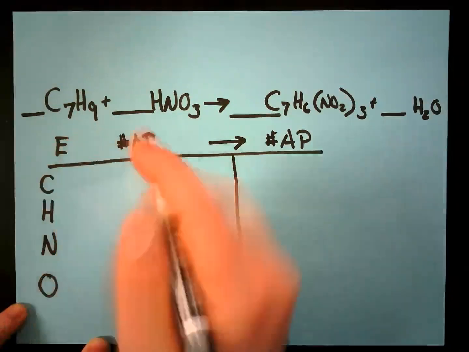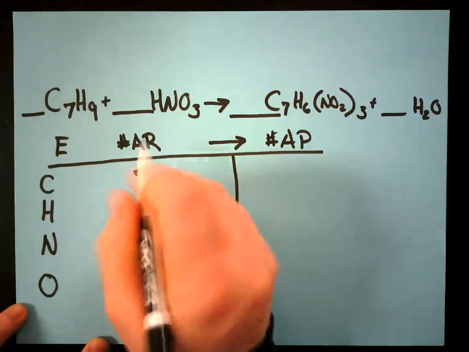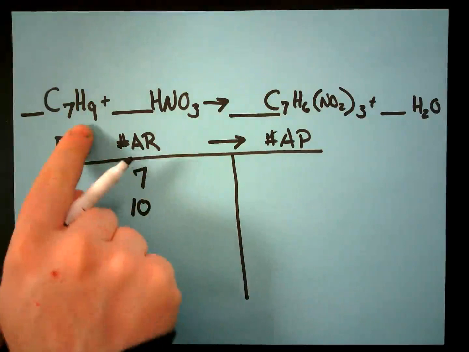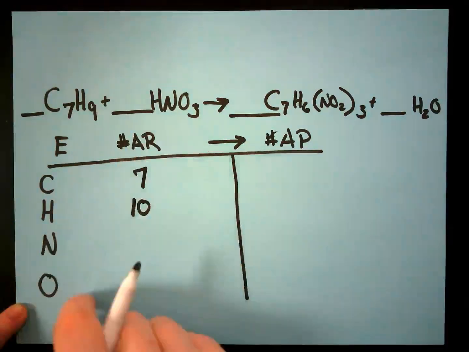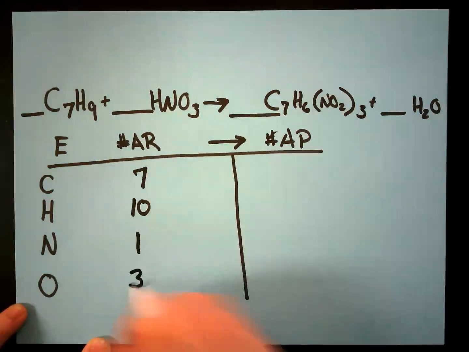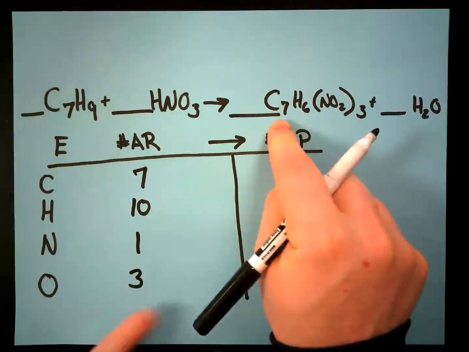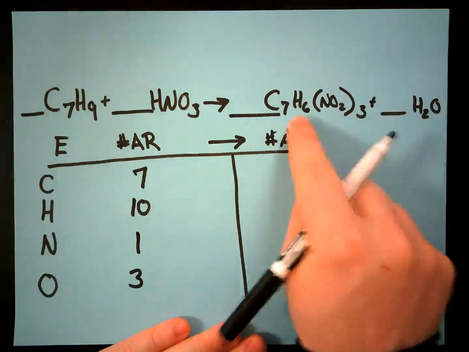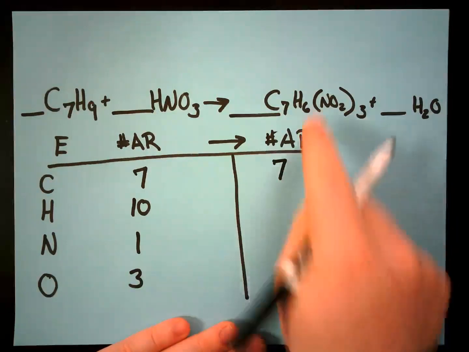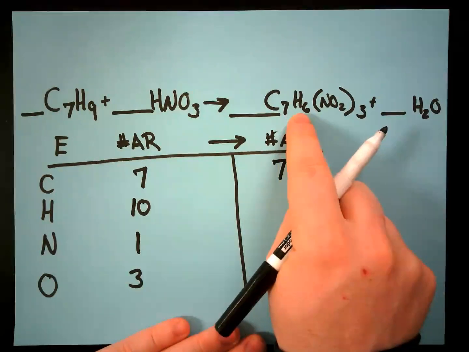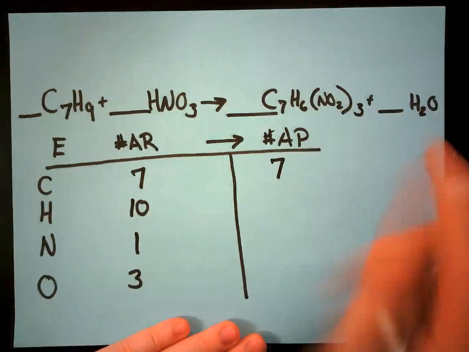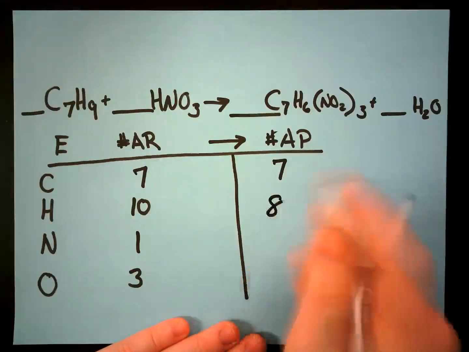On the reactant side, it looks like I've got 7 carbon, 10 hydrogen, because I've got 9 here and then 1 here. I've only got 1 nitrogen, and then it looks like I only have 3 oxygen. Then over on the product side, just to double check, yep, I still have 7 carbon. And this is where we've got to be careful: I've got 6 hydrogen here and 2 hydrogen over here, so that's going to be 8 hydrogen.